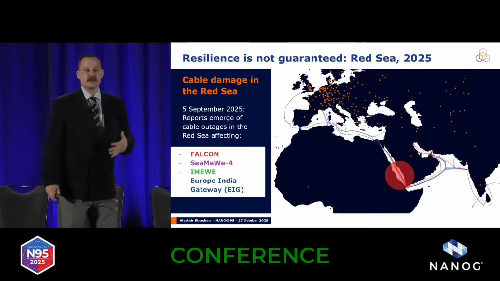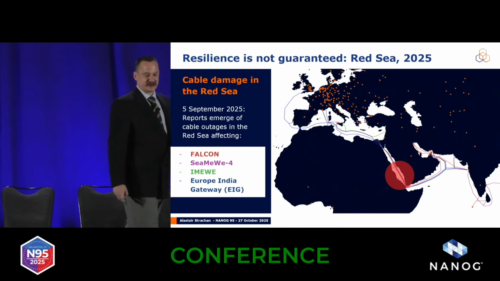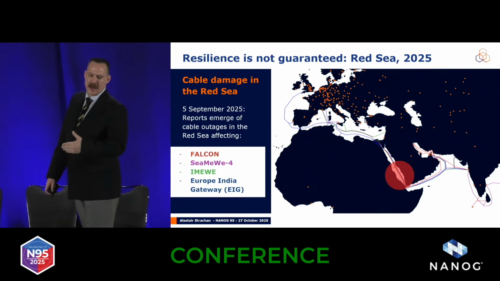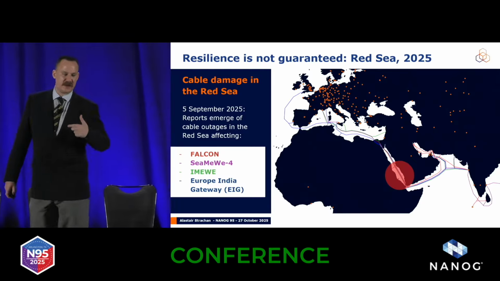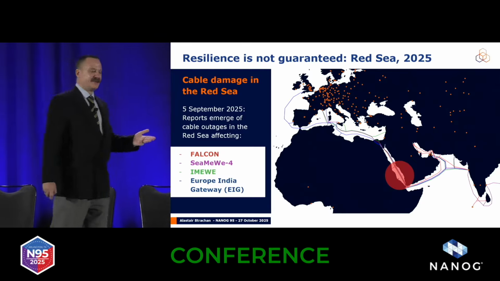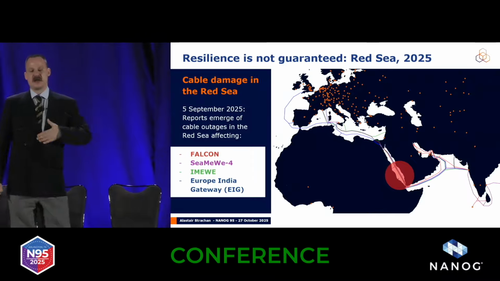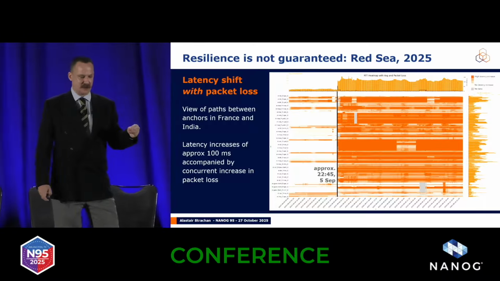We also had a similar incident this year, actually a few months ago, in the Red Sea. There's no report on the actual cause of this. But we saw, again, 4 of the cables, the Falcon, the CME-WE, the IME-WE, and the Europe-India Gateway. We saw a similar situation where they were damaged and, again, latency shift with packet loss.